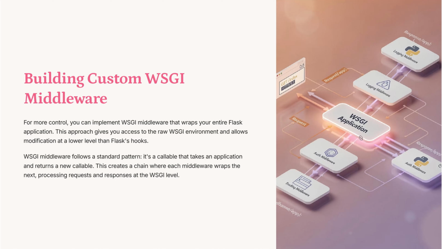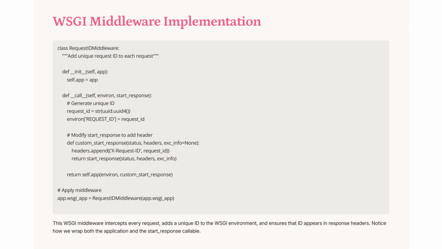The Request ID middleware class enhances request tracking by assigning a unique ID to each request. It modifies the web server gateway interface environment and response headers, ensuring traceability. By wrapping the application and start response, it seamlessly integrates into the request-response cycle, demonstrating the power of web server gateway interface middleware in managing request metadata efficiently.